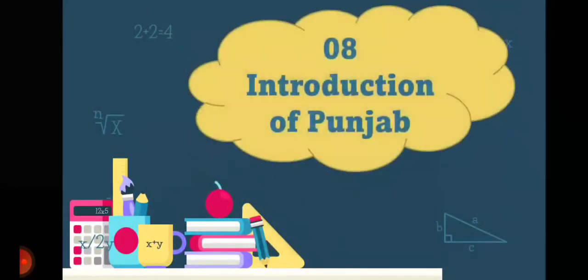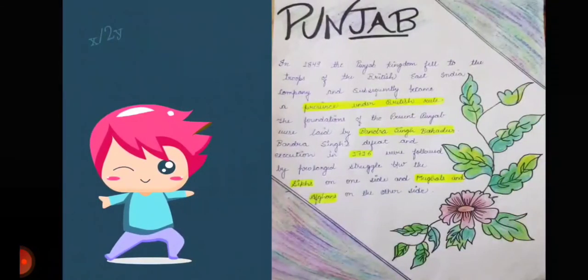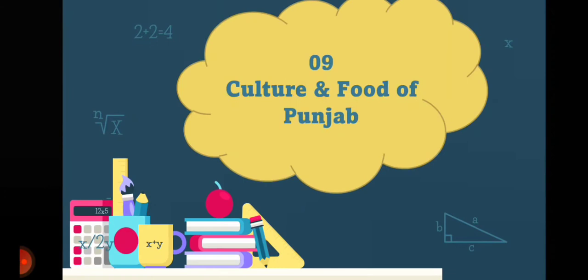Now the next one is the introduction of Punjab. Punjab is also a very interesting state of our India. In 1849 the Punjab kingdom fell to the troops of the British East India Company and subsequently became a province under British rule. Then Banda Singh Bahadur's defeat and execution in 1716 were followed by a prolonged struggle between the Sikhs and Mughals and Afghans. Now culture, it is very rich in culture and the food of Punjab is also very delicious.